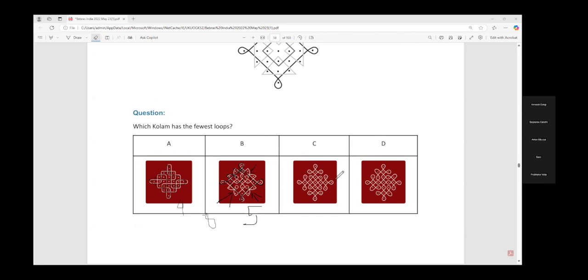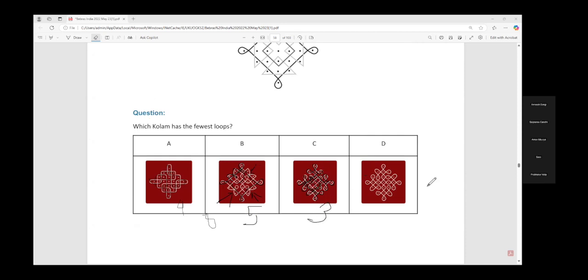Then let's go to the next option. We can see here there's one big loop, which goes around the whole thing, right? Started here, ended here. And then we have these two bar legs, one and another one, right? So we have three loops in this.